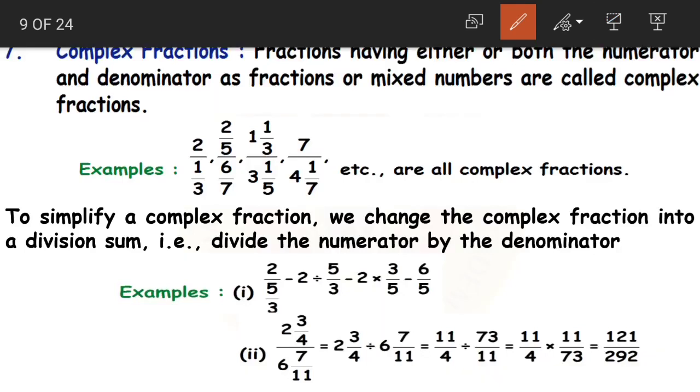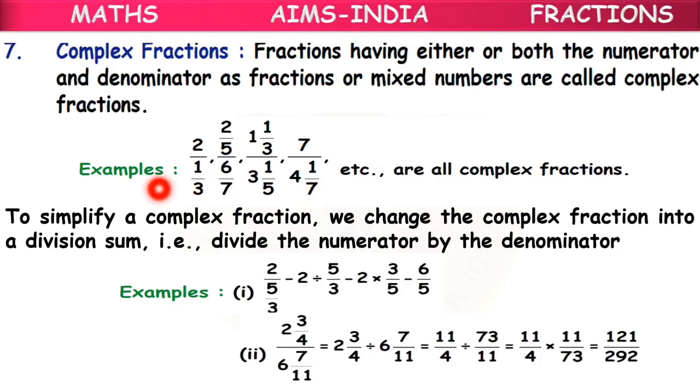In simple terms, when both the numerator and denominator are whole numbers, they are called simple fractions. When either or both of the numerator and denominator are fractions or mixed numbers, they are called our complex fractions. Examples, again as we discussed, these types of fractions become our complex fractions. Students, we will stop here. In the next class we will learn how to simplify complex fractions and more about fractions.